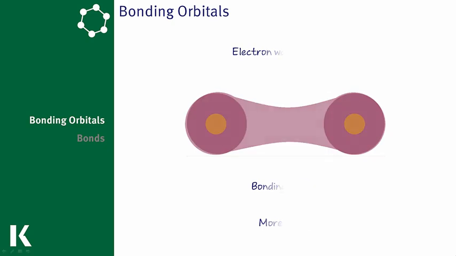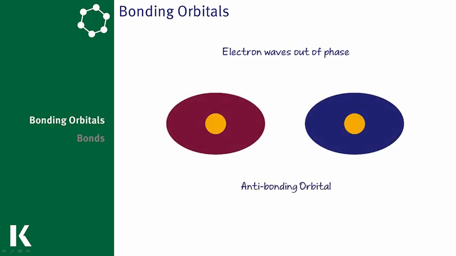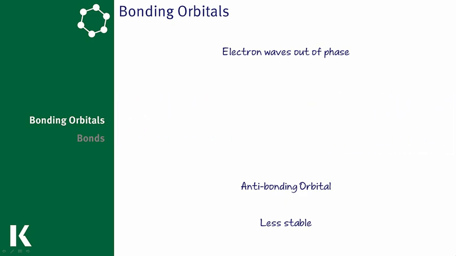But what if one of those electron waves were out of phase? In that case, the orbitals would combine to form an antibonding orbital. By putting those two negative charges closer to one another without actually having them combine, this bond is less stable than the normal conformation and will eventually force those atoms apart.